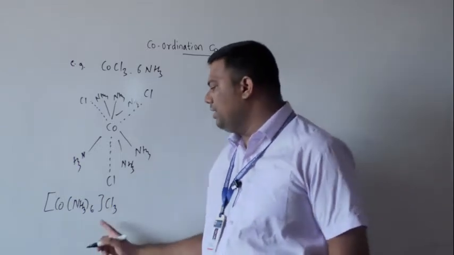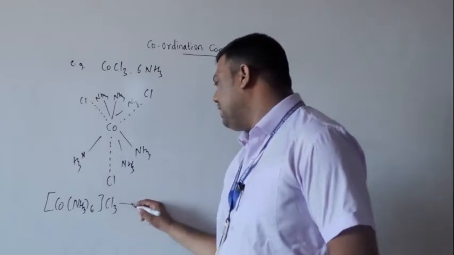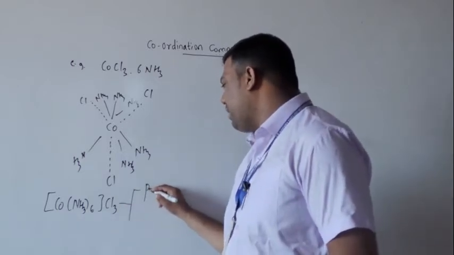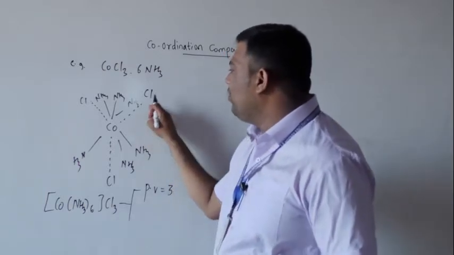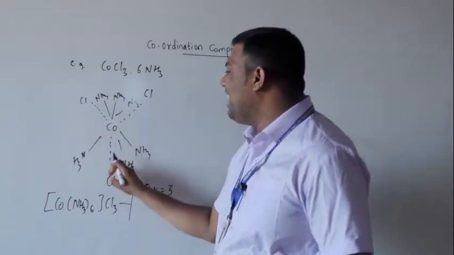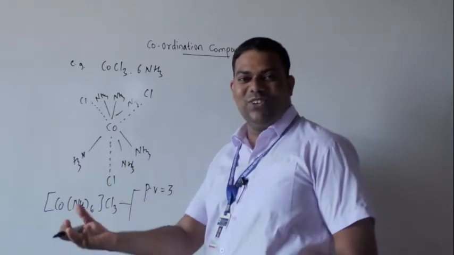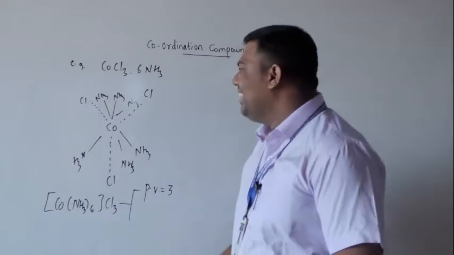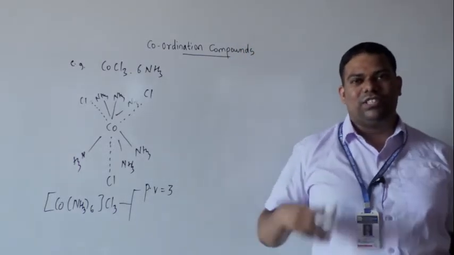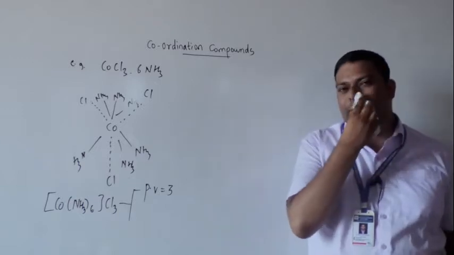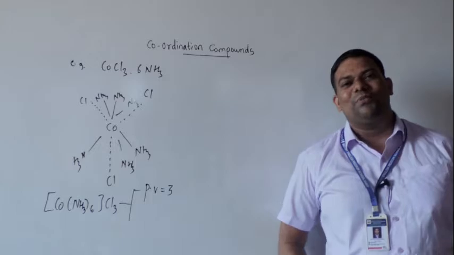So beta, here we can write primary valency as 3. It is denoted by dotted lines, and it can be related to the oxidation number also. Understood? It can represent the oxidation number also, that is we represent with dotted lines.